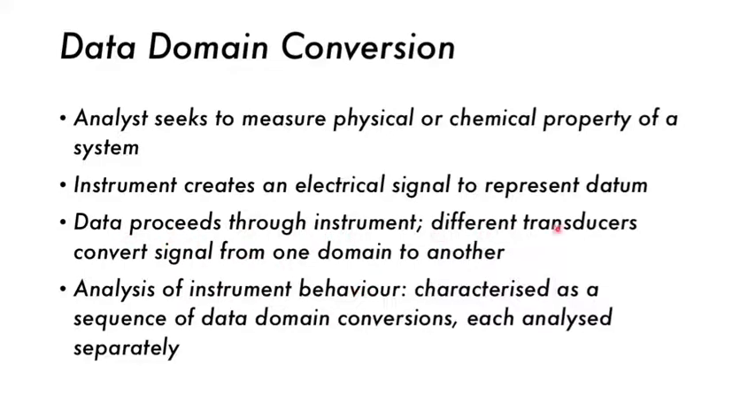Data proceeds through the instrument, so different transducers convert signal from one domain to another, because eventually we have to get to some sort of readout in our computer. If you think about the computer, computers are totally based on electricity. So how would that measure the number of protons in a sample? How would that measure light? It's entirely based on electricity, so it needs the information it obtains in electricity. And then it can convert that signal into a visual output for us. But ultimately, you're reading the data from a computer, so the computer needed it as an electrical signal.